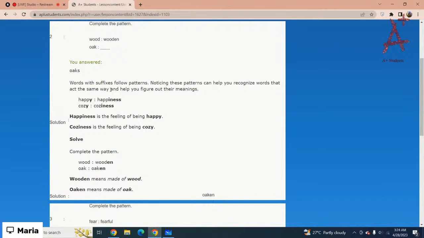You can see that you have to see the pattern in the words, and then by using these patterns, you can recognize words that act the same way or help you figure out their meanings. You can figure out the meanings of the word. Got it? So let's just start with the test questions.